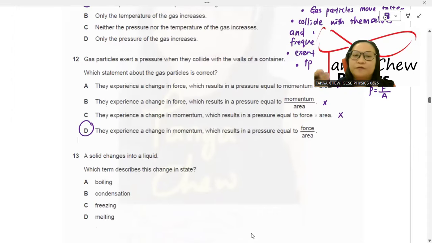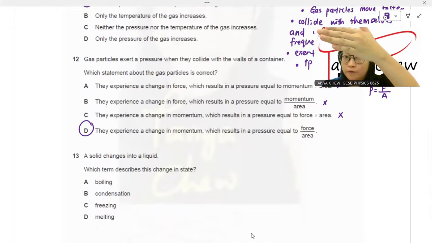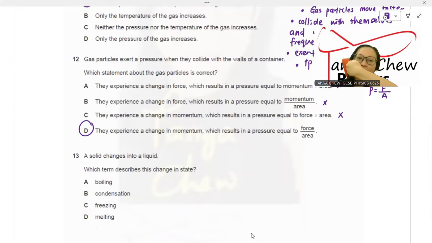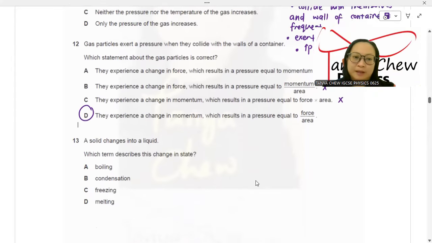Force is defined as the change in momentum per time taken. Right? Therefore, these gas particles will experience a change in momentum because they collide with the inner wall of the container and they rebound back. There is a change in momentum.